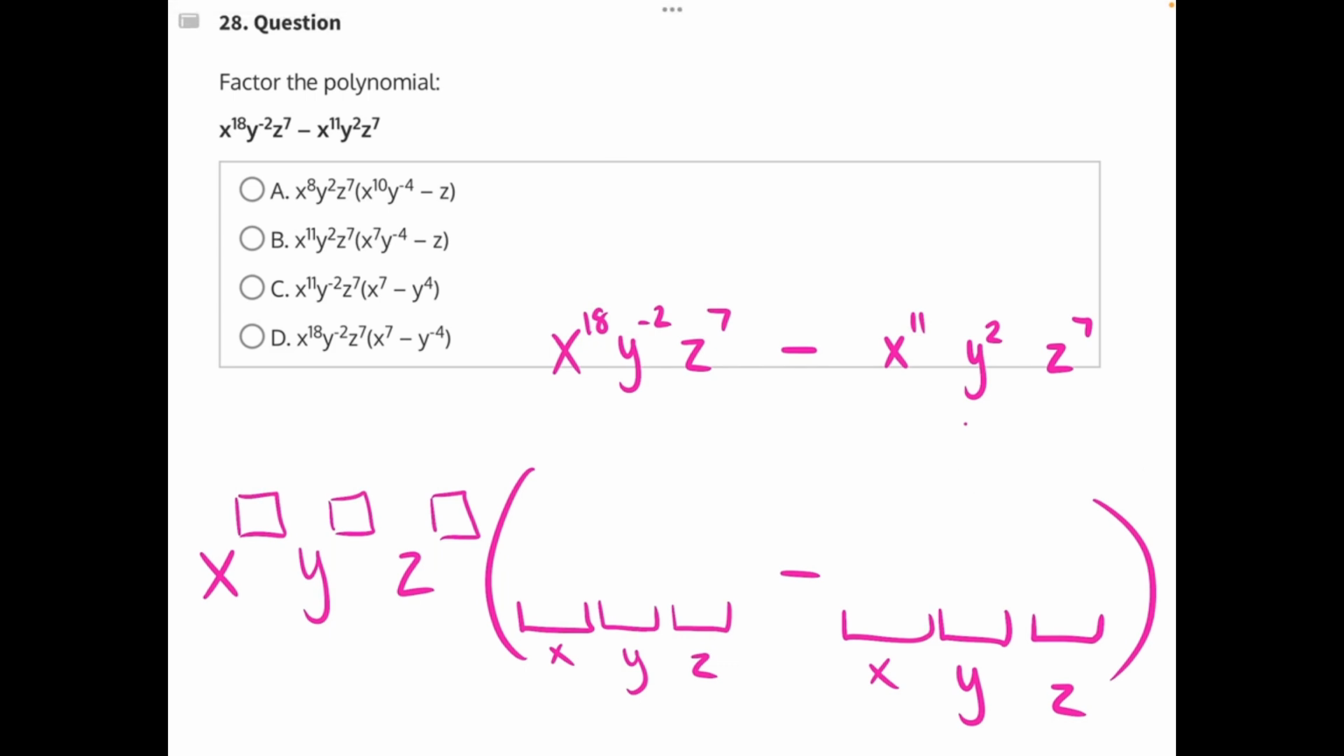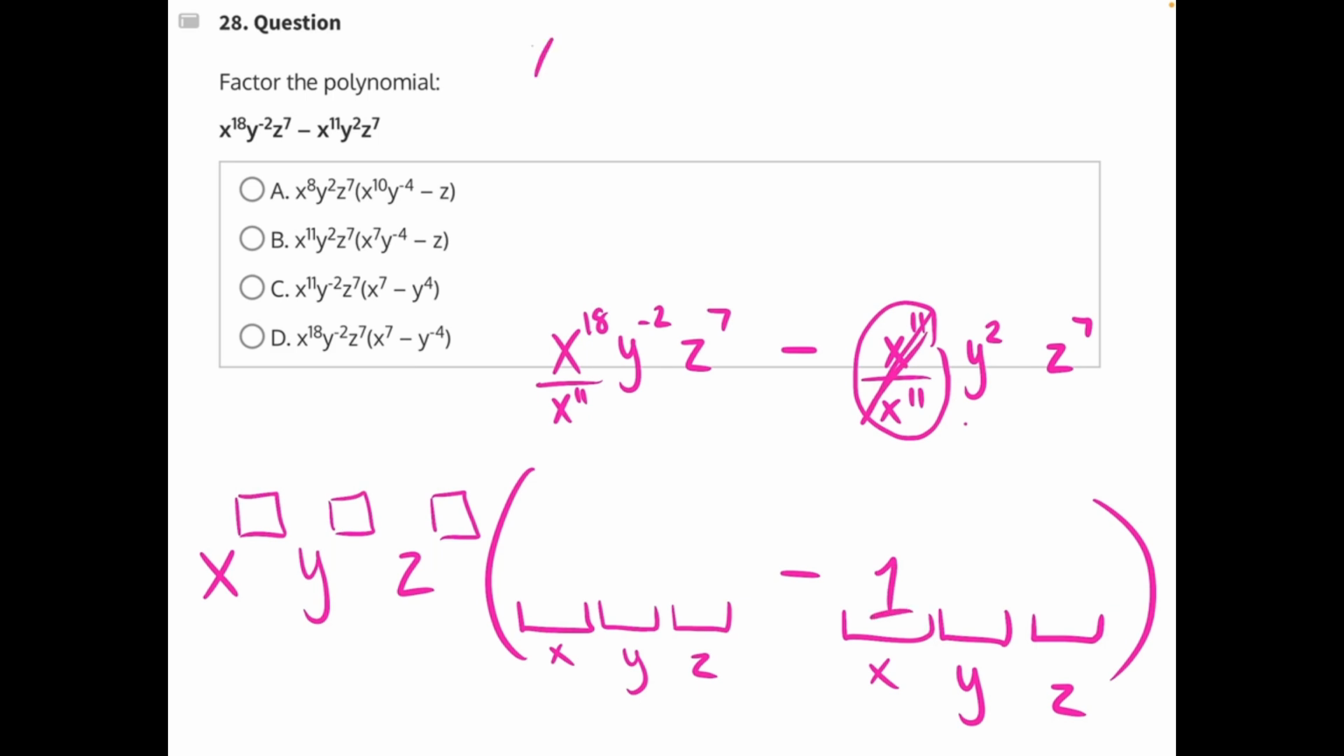So let's start by finding the greatest common factor of our x variables. What is the highest power I can pull out of both x to the 18 and x to the 11? Well, it's going to be x to the 11. Here, anything divided by itself is just 1, so this will cancel and leave behind a 1.